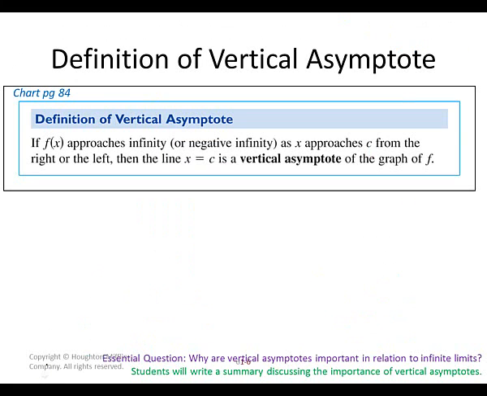Okay? All right, vertical asymptotes. We have talked about these already, okay, a little bit.